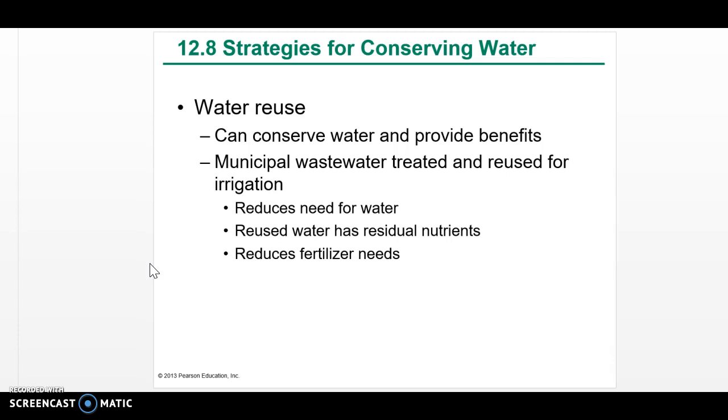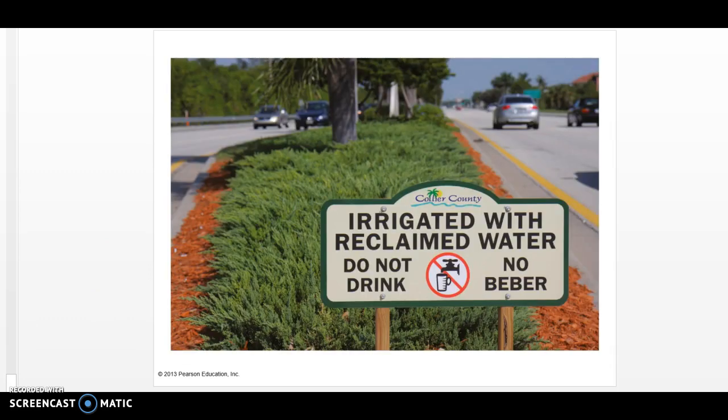Having a rain barrel at your house, where water from your downspouts outside of your house goes into a barrel, and then I use that to water my plants. So these are ways that we can conserve water. This here is irrigated with reclaimed water. Of course, do not drink the water if it's reclaimed water, but you're able to water plants with that.